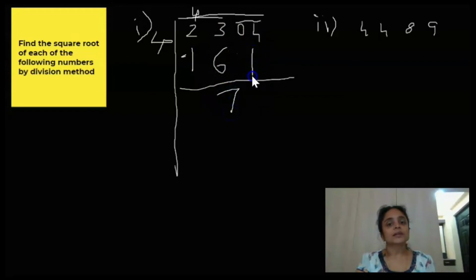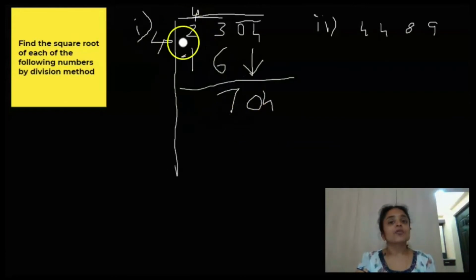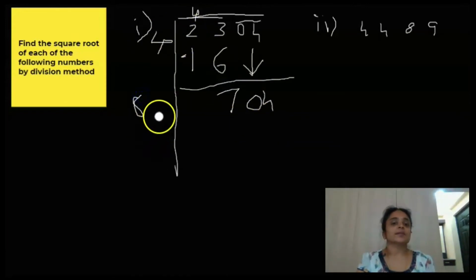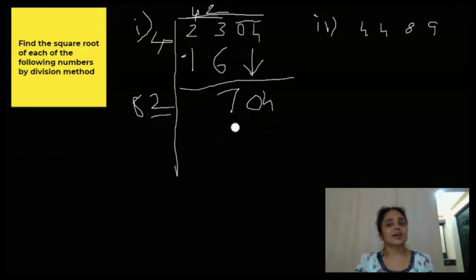What is it? It is 7. Now, bring this 04 down. We have to bring this as pair. So now 704 is the dividend. And 4 plus 4 is 8. Write that here. Next step is to find a number a such that 8a into a is less than or equal to 704. Here, last digit is 4. So, let us see whether 2 is the number because 2 into 2 is 4. 82 into 2 is not equal to 704. It will be 164. So, 2 is not the number.